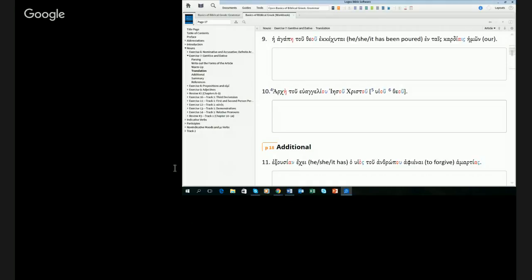Arche, nominative feminine singular, you can see first declension. To euangeliu, the beginning of the gospel, genitive singular. Jesu Christu, of Jesus Christ, genitive singulars, masculine. Heu theou, more genitive singulars, so you can see the diagnostic upsilon added to a second declension form, which is always genitive singular. Essentially, all a genitive is doing is establishing a relationship between the noun and the one preceding it, usually the one immediately preceding it.